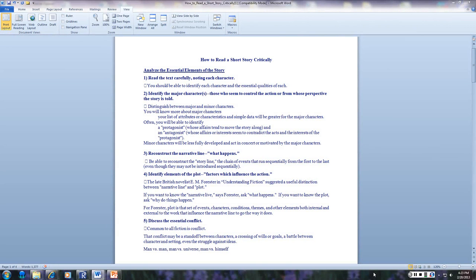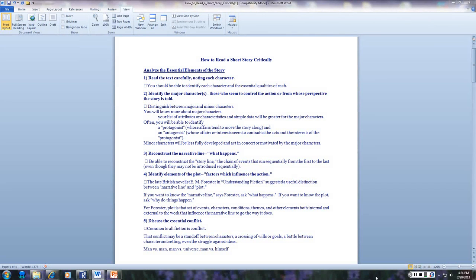Then we need to look at plot. What influences what happens? E.M. Forster, in the text called Understanding Fiction, makes a distinction between narrative and plot. The narrative is simply what happens next. Forster says that plot, though, is what happens as a result of something else.